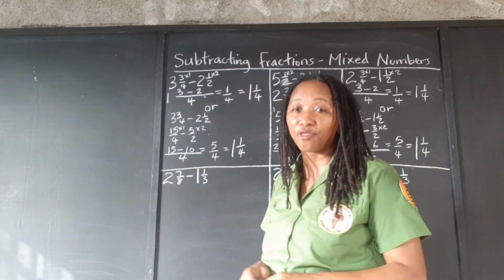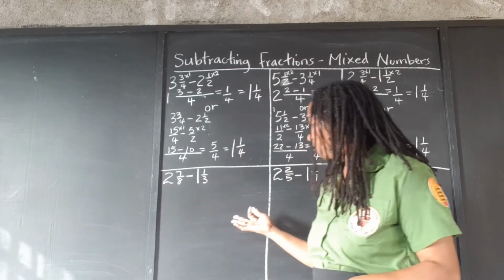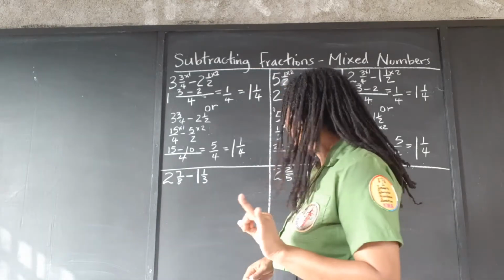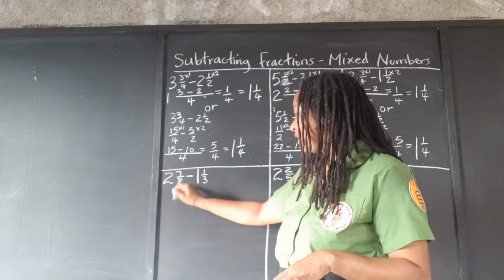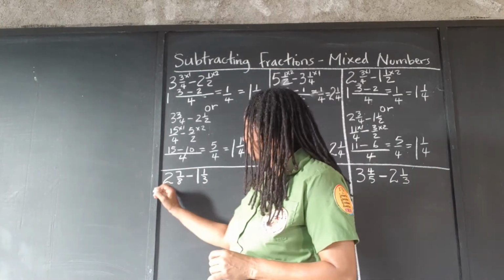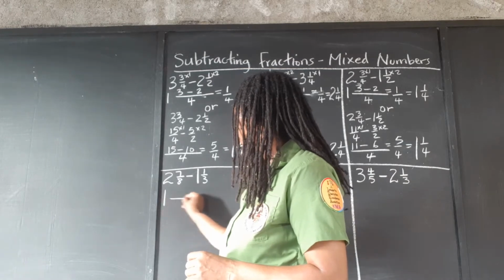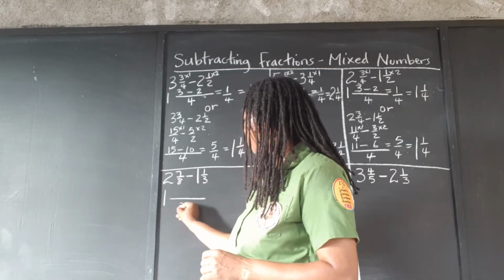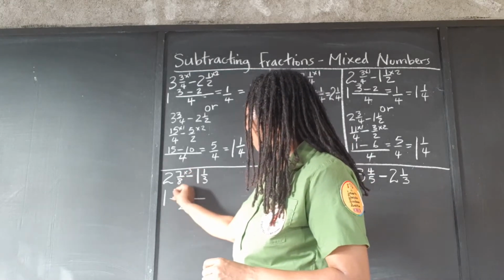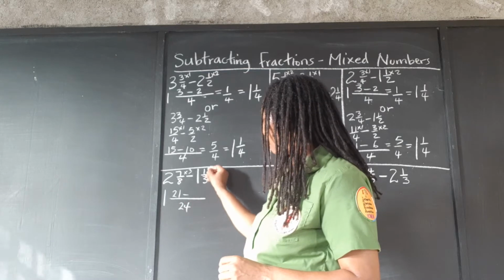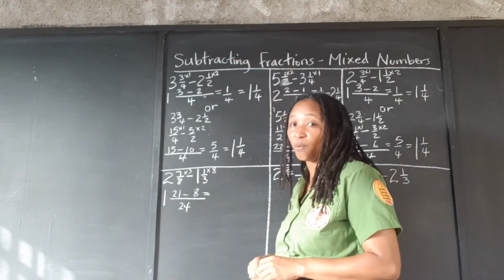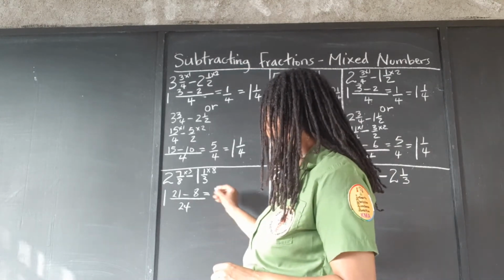Alright, so we have 3 more fractions to work, and we're going to work each of them using the 2 methods. So we have 2 7/8 minus 1 1/3. 2 take away 1 is 1. LCM of 8 and 3 is 24. 8 goes into 24 3 times. 7 3s are 21. 3 goes into 24 8 times. 1 times 8 is 8. 21 take away 8 would give 13.